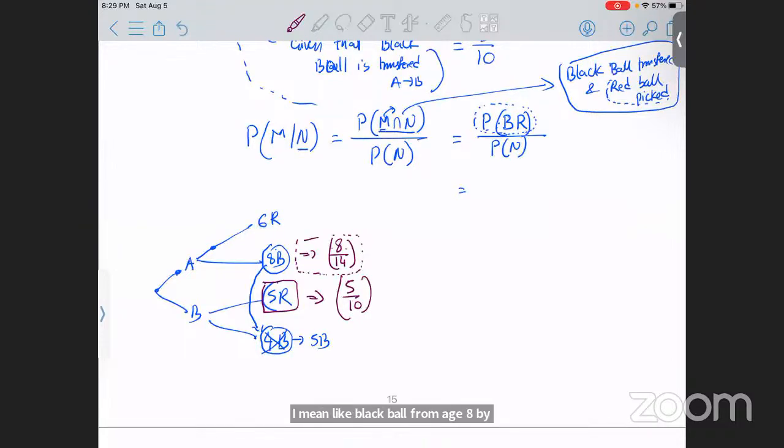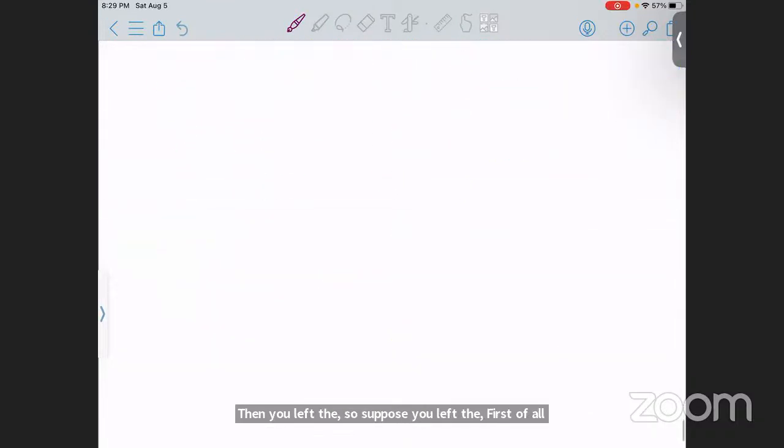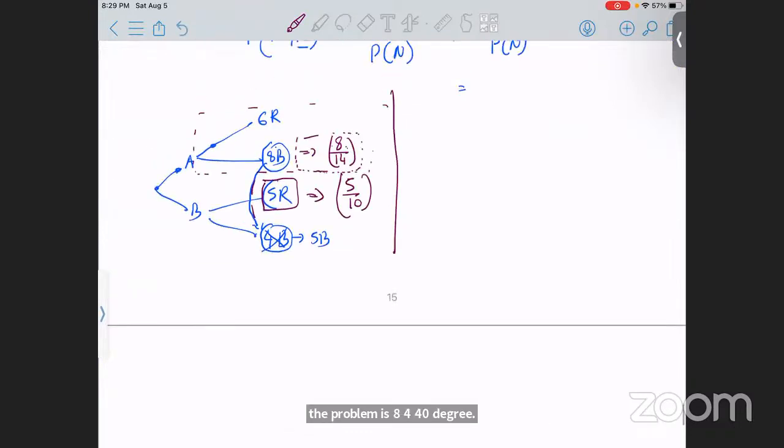And then it is transferred to B. Now you leave A, for suppose you left A and you concentrate only on B. First of all, the probability is 8 by 14. Agree? Yes, sir, I agree, sir. That's the important thing. This is a little bit tricky.